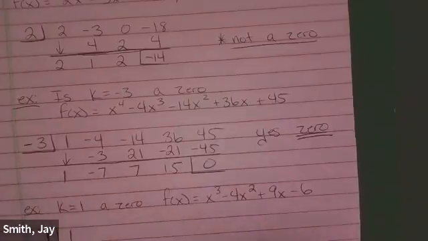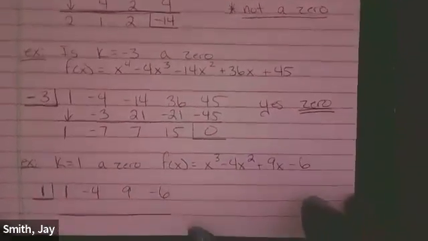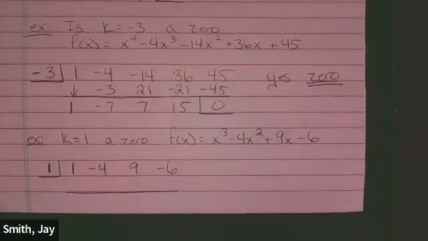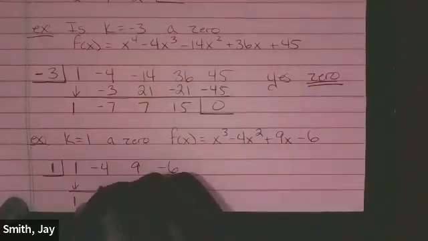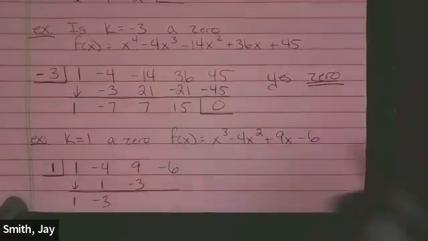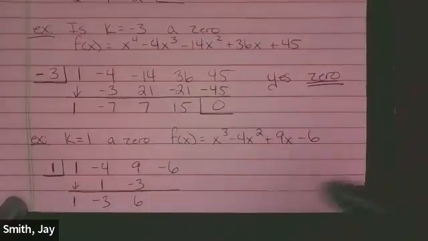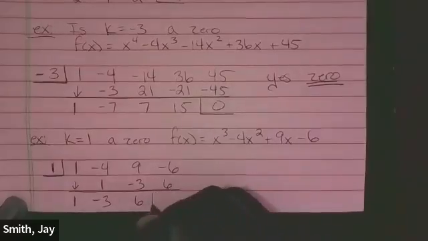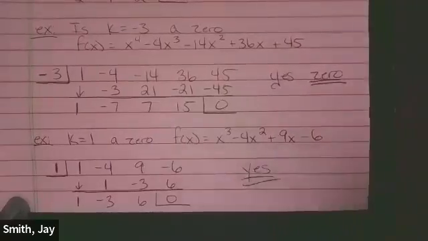My coefficients: 1, -4, +9, and -6. So we're going to bring down our first one. 1 times 1 will give me 1. -4 plus 1 gives me -3. -3 times 1 gives me another -3. 9 plus -3 gives me 6. 6 times 1 gives me 6. And -6 plus 6 gives me 0. So is this a 0 of the polynomial? Yes, it is.